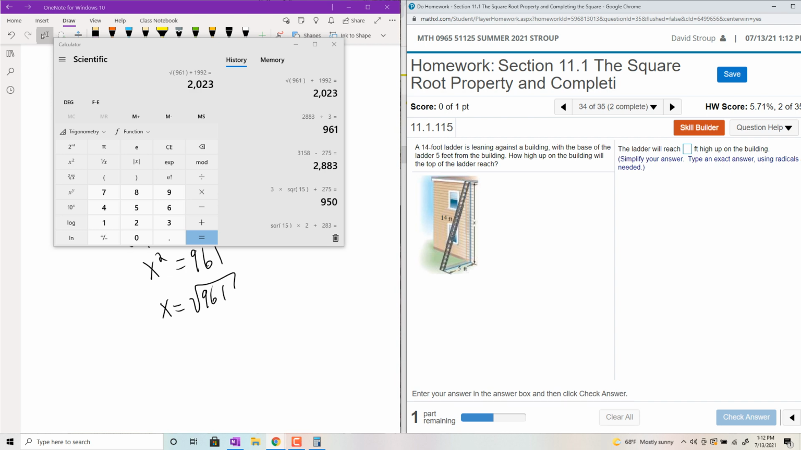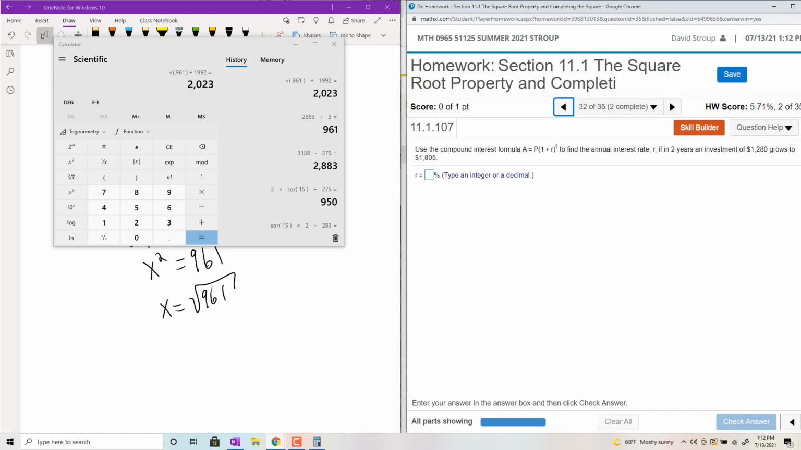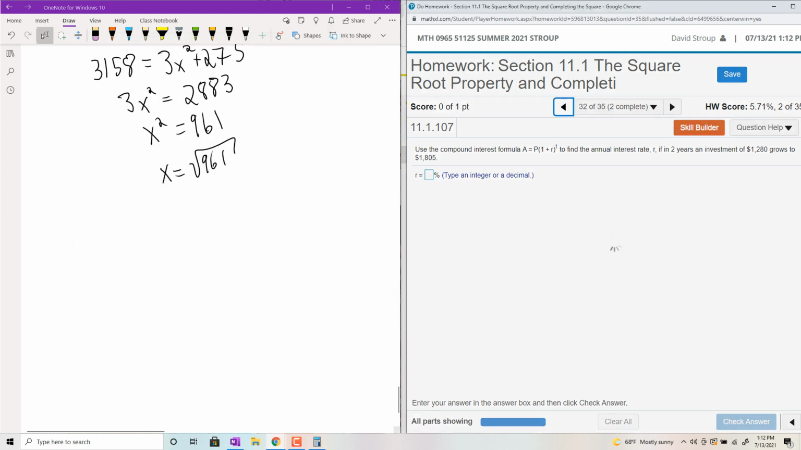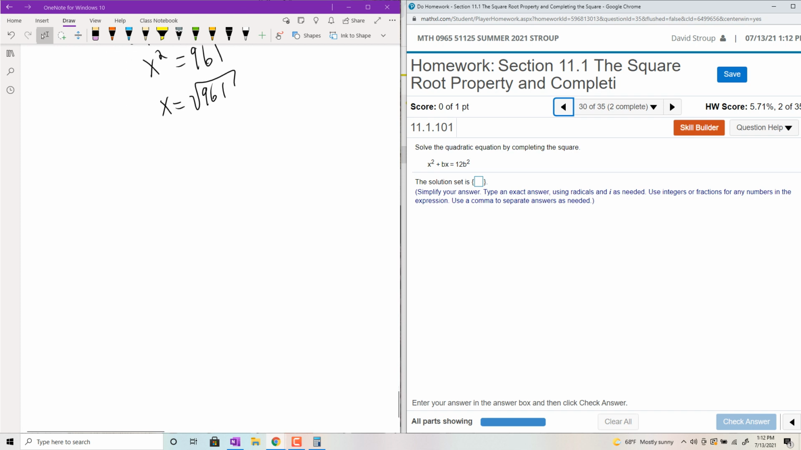Oh, that's it. Okay. This is one where you're doing the compound interest. I showed you how to do those. Okay, just finding the rate. Solve. This one's weird because it has some funny variables in there.